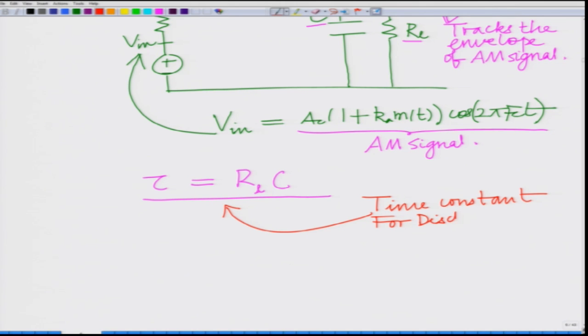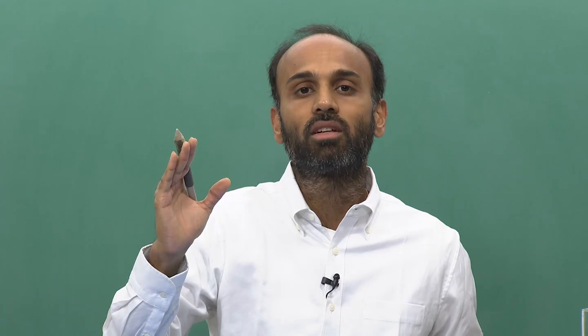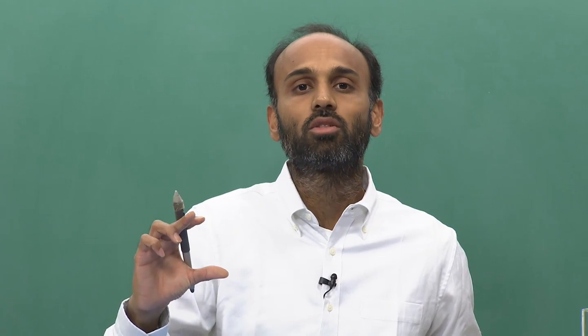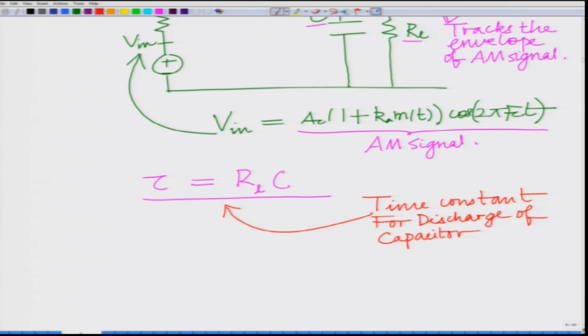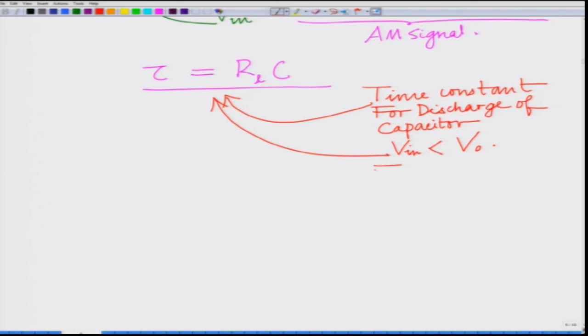Once the diode is cut off, that is when the capacitor reaches the peak and the input voltage of the AM signal starts falling, the diode is reverse biased and the capacitor is cut off, then the capacitor discharges through R_L. Therefore, the time constant is R_L times C. This is the time constant for discharge of the capacitor when V in is less than V out, which implies the diode is cut off, the diode is reverse biased.